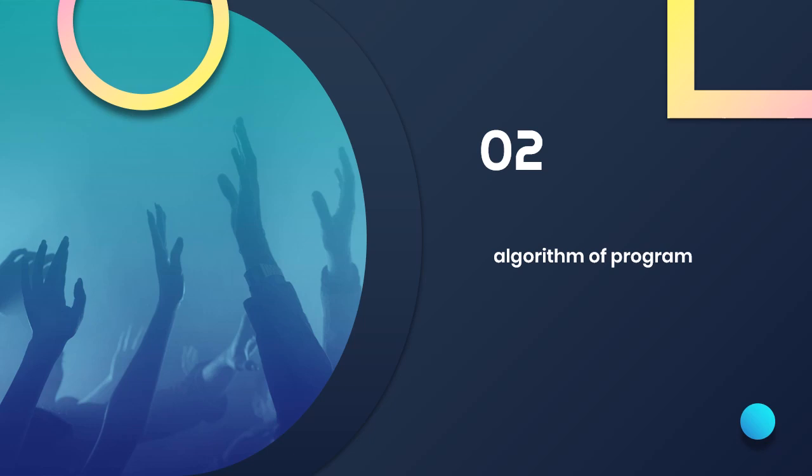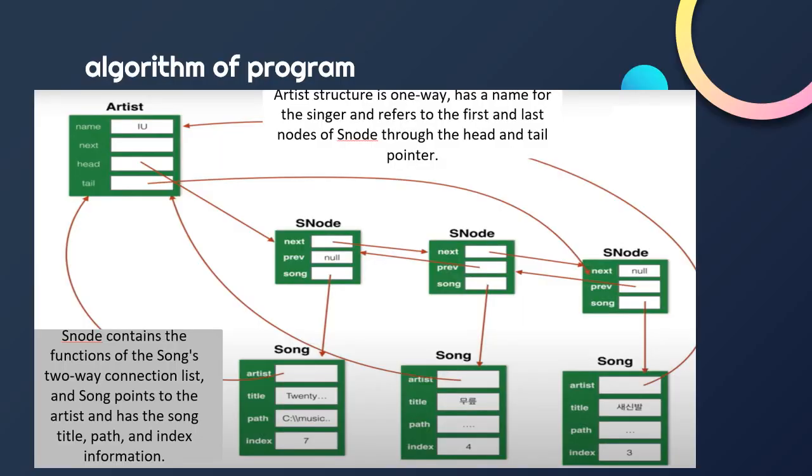Algorithm of program. It is very important to consider the data structure. So I want to make an IT structure, an S-node structure and a song structure. The IT structure is one-way, has a name for the singer, and refers to the first and last nodes of S-node, so the head and tail pointers.